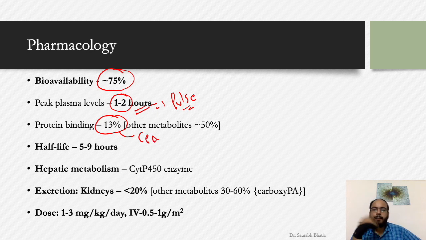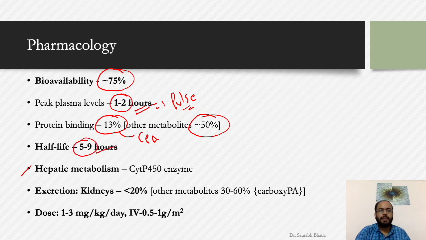Now, what happens to cyclophosphamide when it enters our body is it is converted into various metabolites. Some of them are active, some of them are inactive. Other metabolites are bound roughly 50% to plasma proteins, while cyclophosphamide individually is bound to about 13%. So, just remember that the pharmacological action of cyclophosphamide is also carried by the drug and its active metabolites, which are also responsible for the side effects of cyclophosphamide. So their binding is a bit different. Half-life is about 5 to 9 hours.